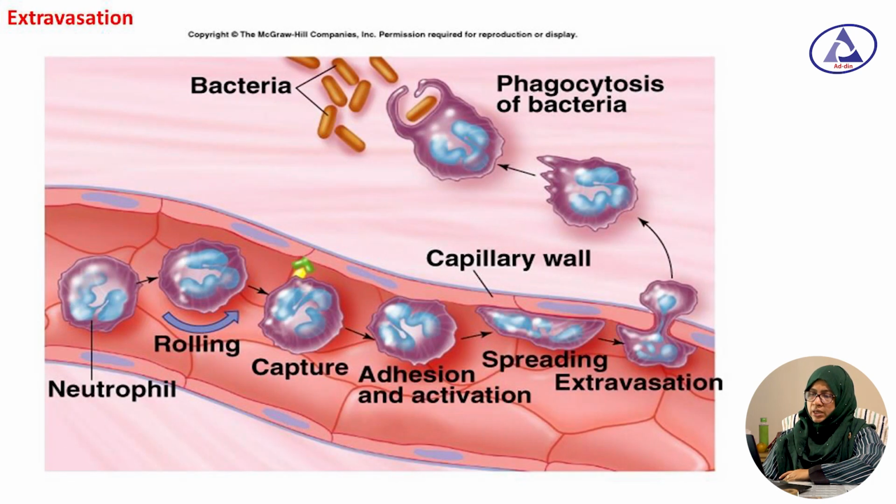You can see how the neutrophil in the vessel goes rolling, then goes to the vessel wall, and then adhesion, and then squeezing, then out of the blood vessels, and then causes phagocytosis.